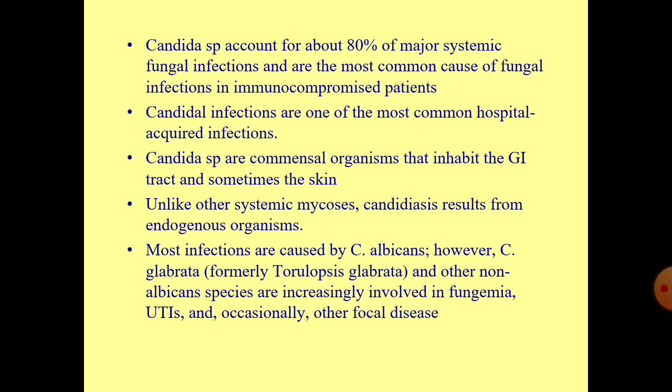Unlike the other systemic mycoses like Aspergillus or Cryptococcus, which originate maybe by inhalation or other routes, here it is endogenous, as we said, from the GIT, or when we have an application of a central line, or an abdominal surgery, but it is mainly endogenous. Most infections are caused by Candida albicans, although non-albicans species are increasingly involved at the time being.